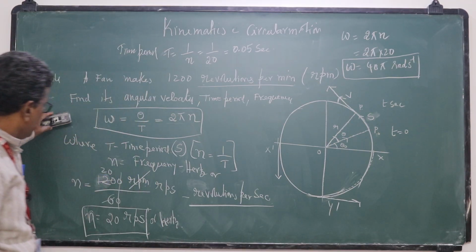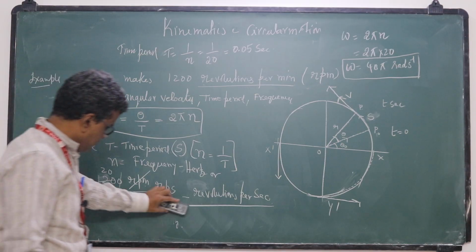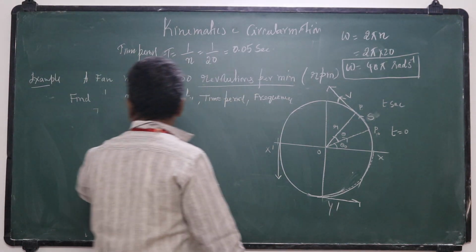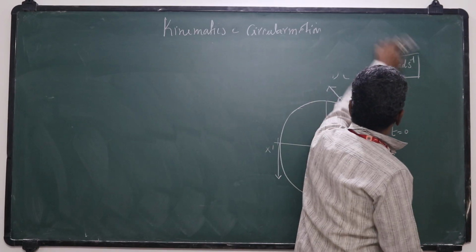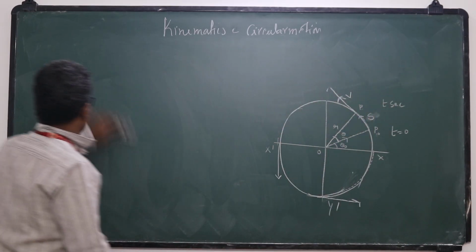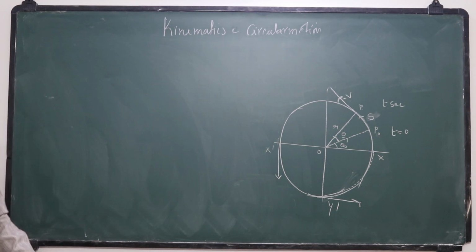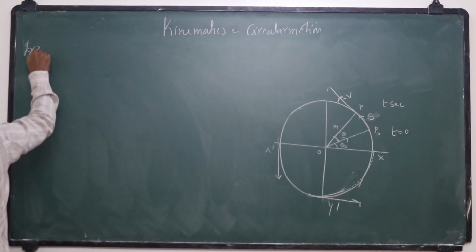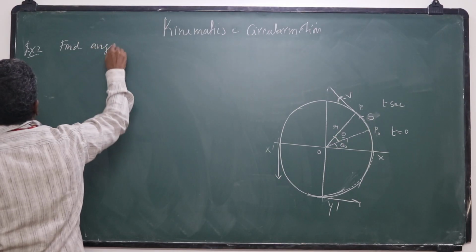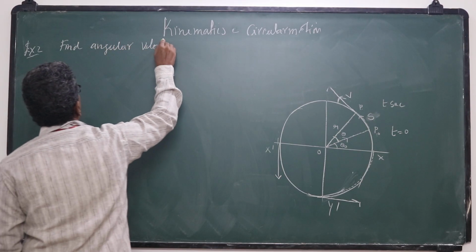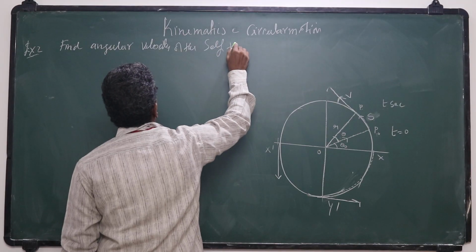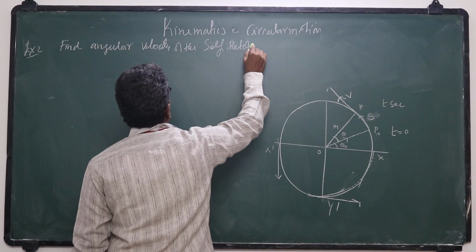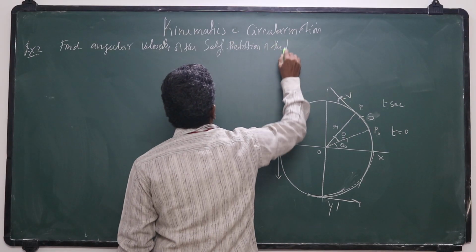You take another example. Example 2. Find the angular velocity of the self-rotation of the earth. Self-rotation of the earth.